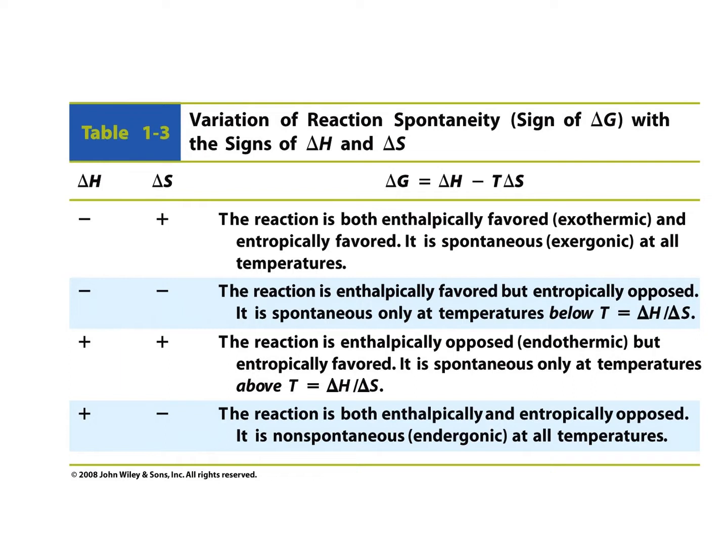And here are the different combinations of delta H and delta S and how they affect the delta G for the spontaneity of the reaction. And here's the relationship with the delta G: it has to be negative for the spontaneous, or enthalpically favored, reaction at all temperatures. And if delta G is positive, of course, it's non-spontaneous and also entropically opposed.